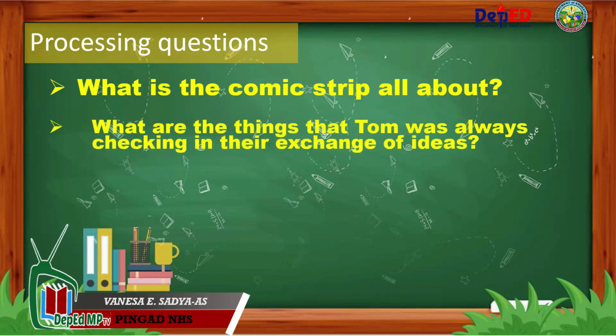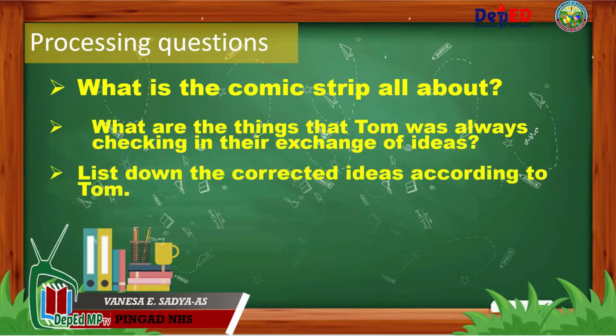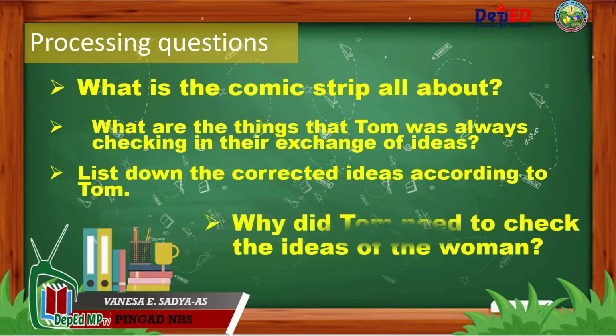Number 2. What are the things that Tom was always checking in their exchange of ideas? Number 3. List down the corrected ideas according to Tom. And number 4. Why did Tom need to check the ideas of the woman? You will be given 5 minutes to do this activity.